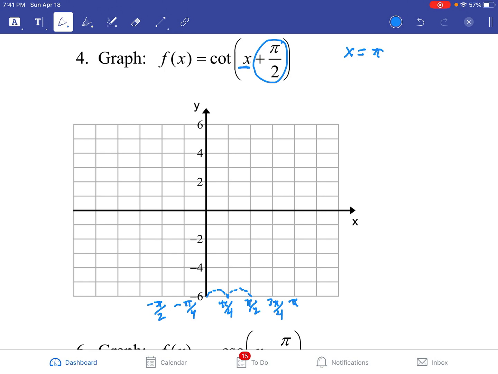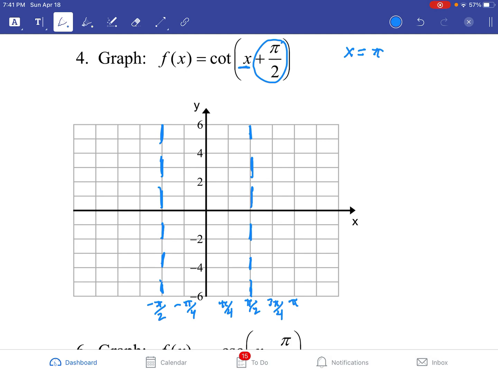So although the cotangent graph does not normally get divided in half by the y-axis, because this is shifted 2 spots to the left, it will be. So we can put our asymptotes here, and then at positive pi over 2. I'm going to erase my interval stuff.